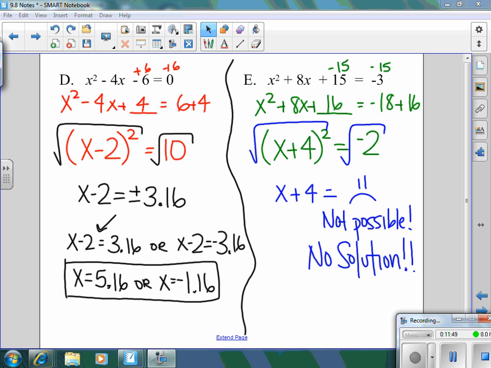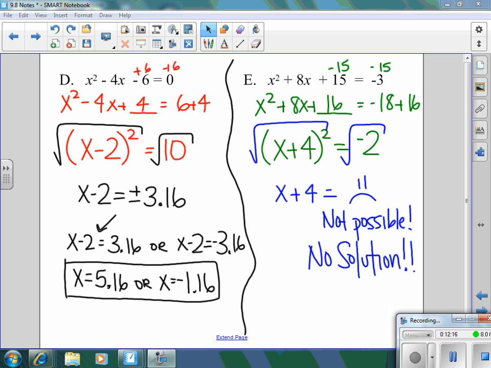So for D, when you completed the square, you got something that wasn't a perfect square, which is totally okay. We already approximated the square root of 10. We know that's about 3.16. So we have plus or minus that. We can solve for x, and your two possibilities are x could be 5.16 or negative 1.16. Remember, you can always plug these back in and make sure that they work.